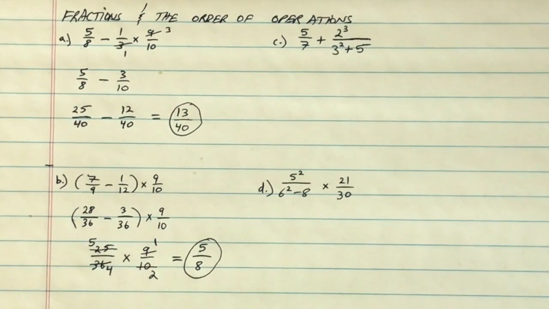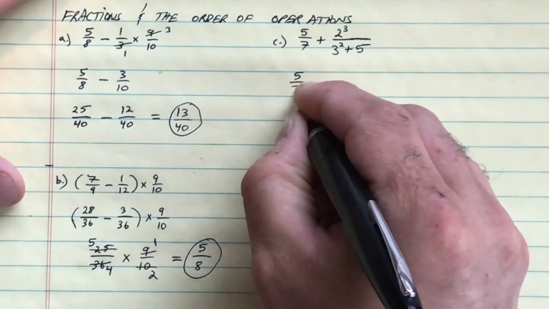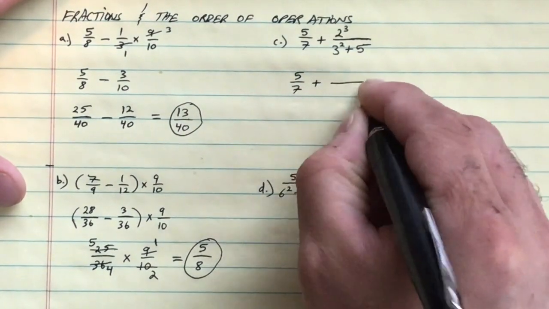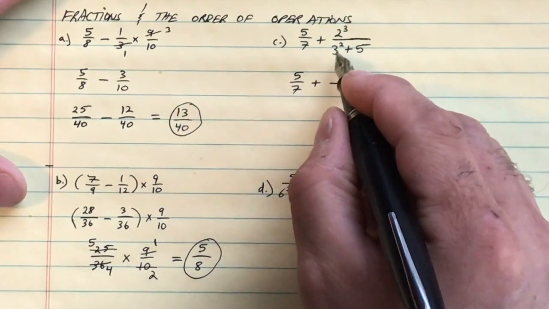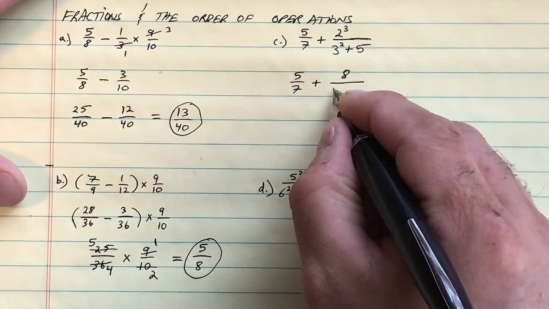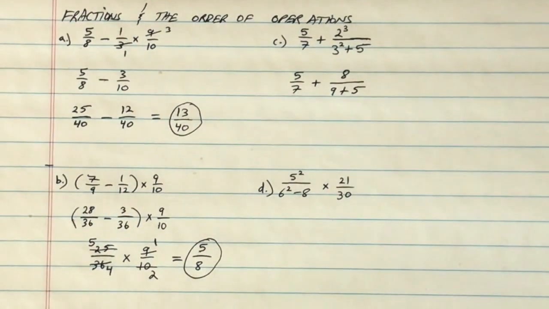All right, let's go on to example C. So I got 5/7 plus 2 to the 3rd power over 3 squared plus 5. We got to take care of those exponents right off the bat, okay? So we got here, let's turn this into 5/7 plus, now 2 to the 3rd power, that's 8. And then 3 squared would be 9. So we got 9 plus 5, all right?